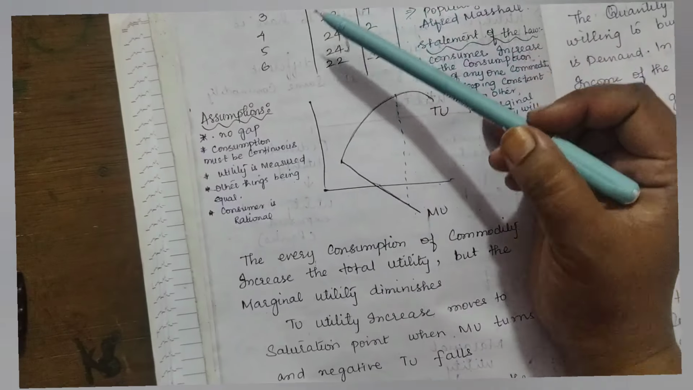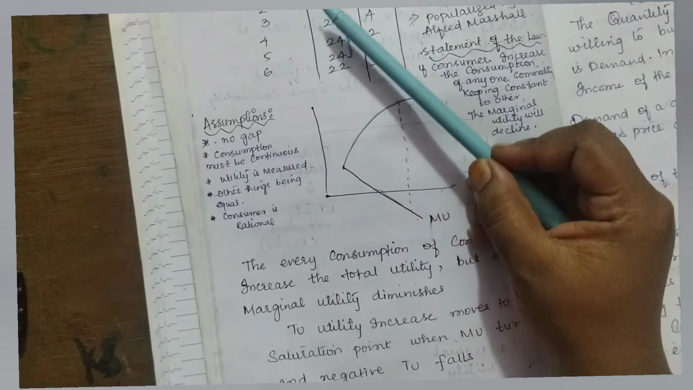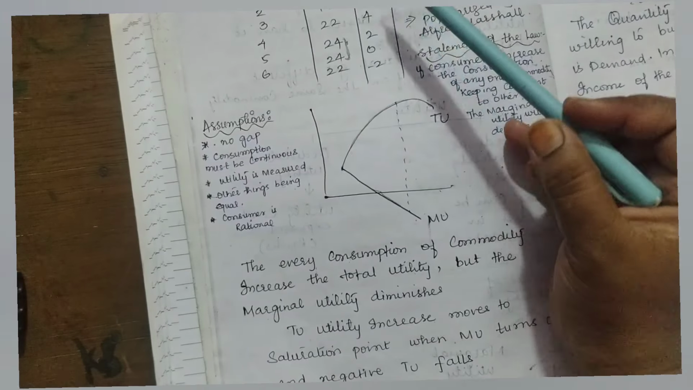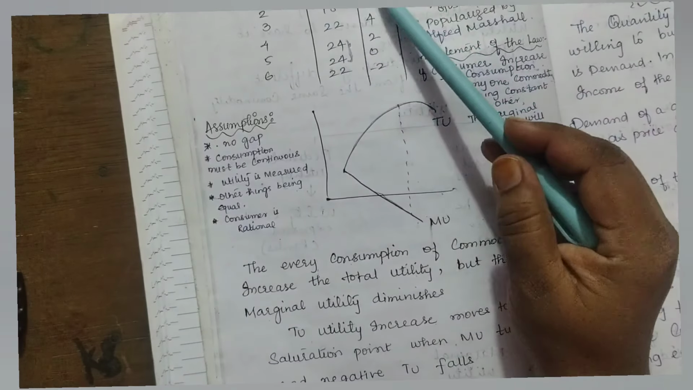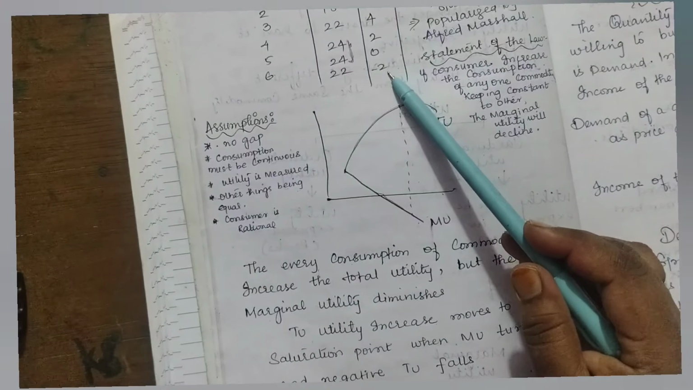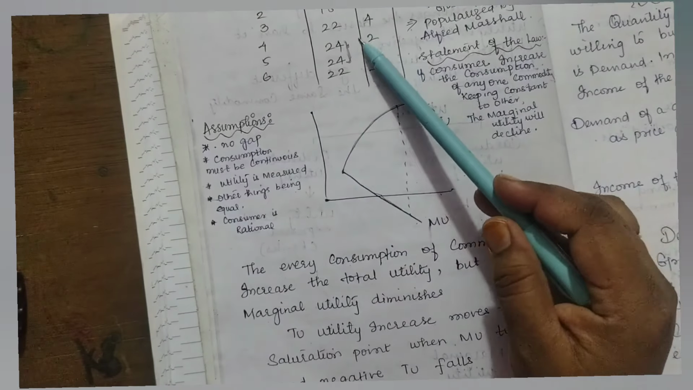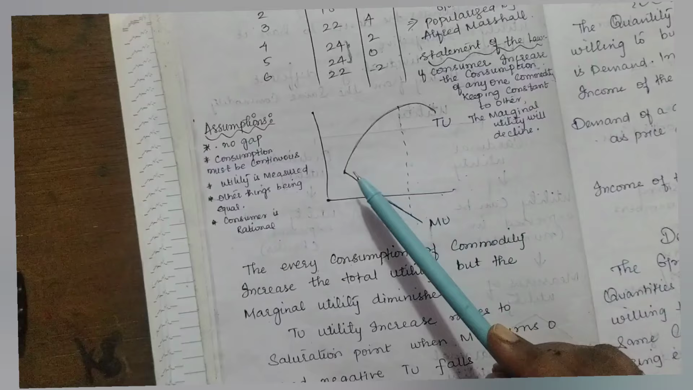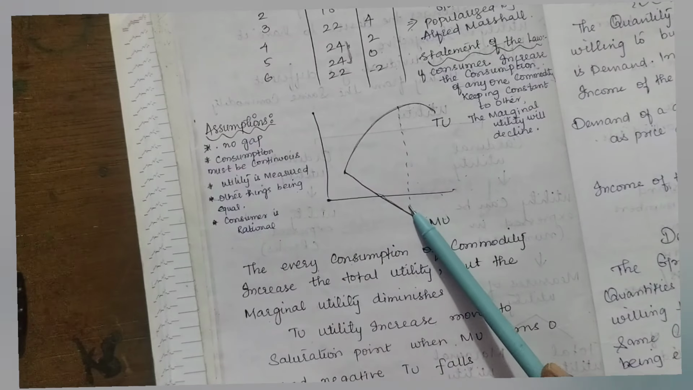After that you can go with this example: units 1, 2, 3, 4, 5. Total utility keeps increasing, comes to a saturation point and then falls. Marginal utility is decreasing. They both start with the same number, but marginal utility gradually starts to fall, then becomes 0 and then turns negative. The same thing you have to put on a graph: total utility increases, moves to a saturation point and falls. MU falls, turns 0 and becomes negative.